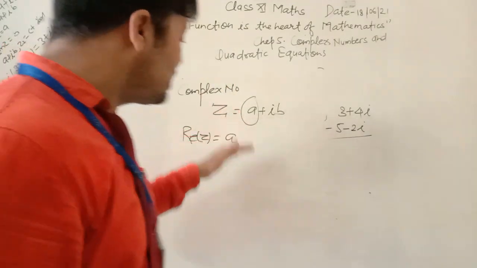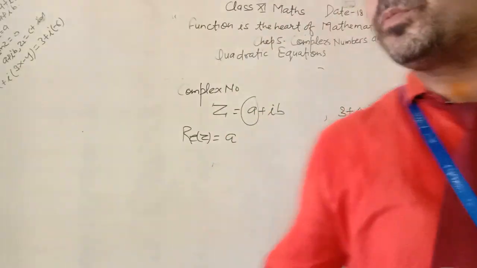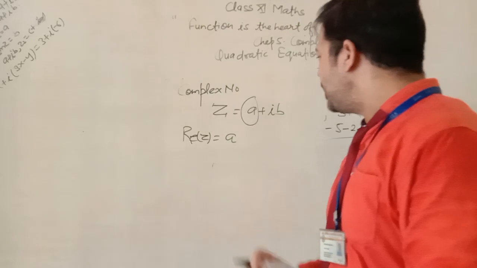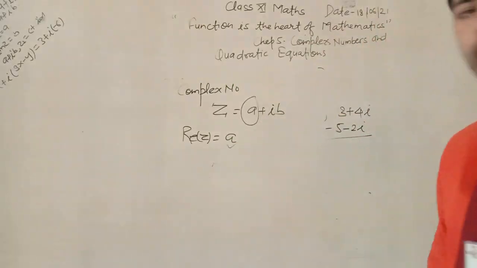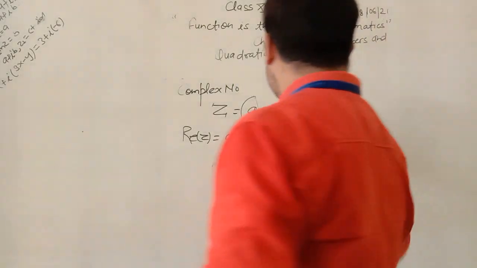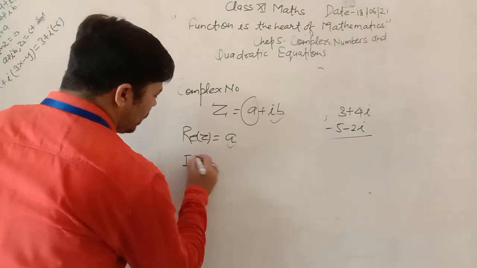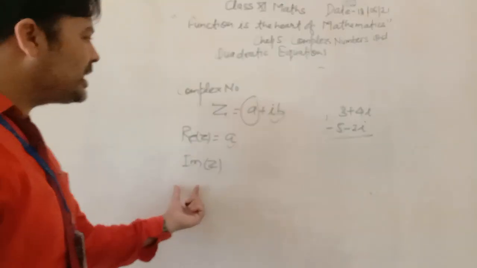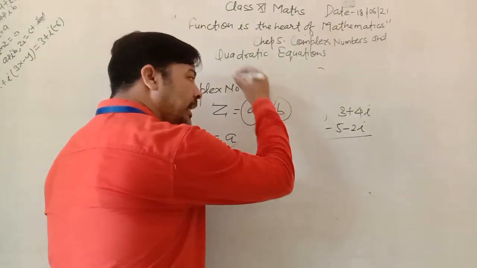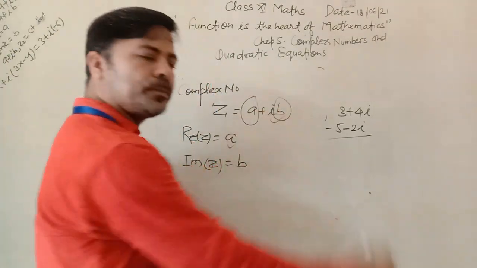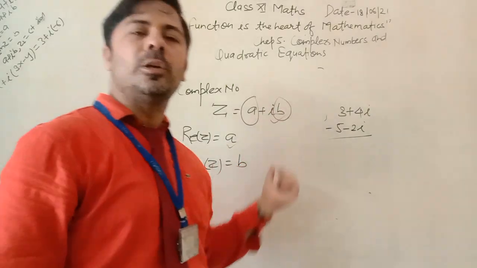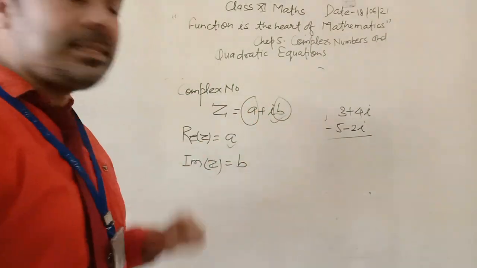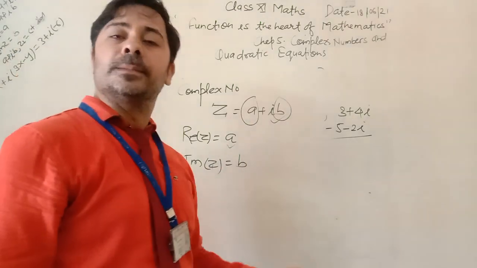This is the representation of the real part of Z, the complex number. The real part of a complex number is represented by Re Z, and the imaginary part is represented by Im Z. Here the imaginary part is equal to b; you don't have to include i. So the real part is a and the imaginary part is b.